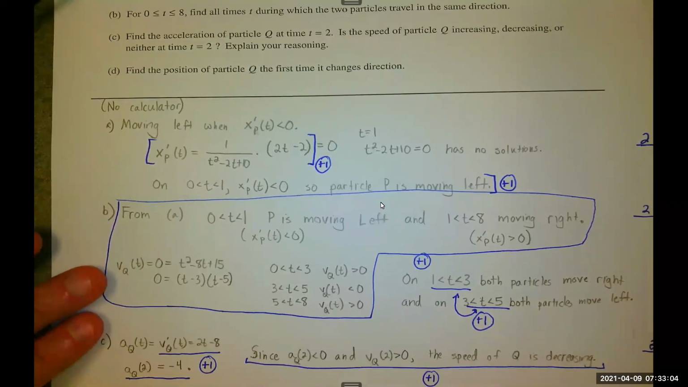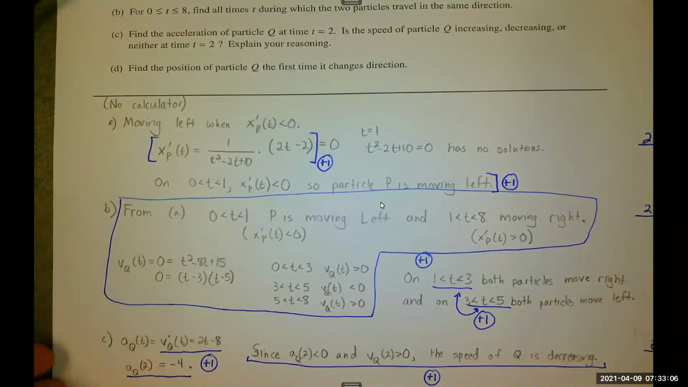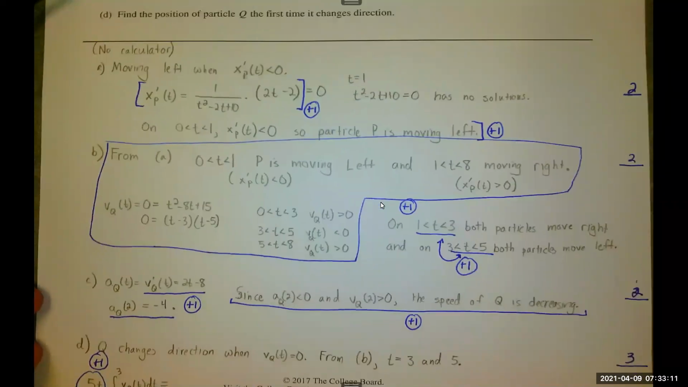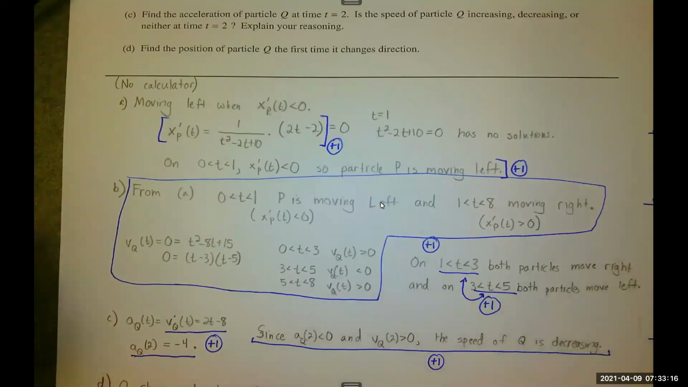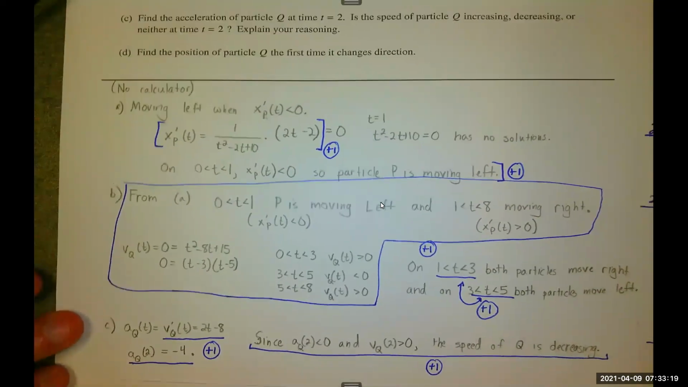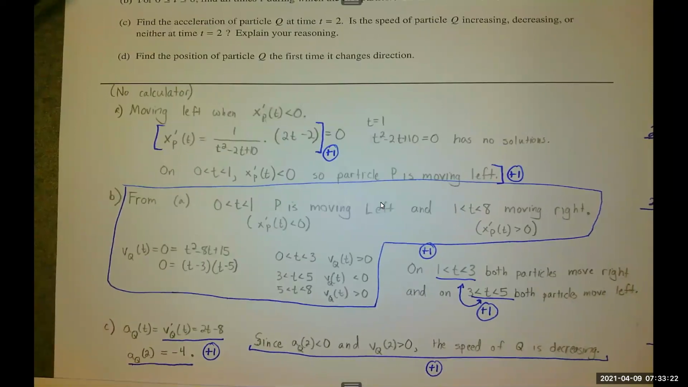Part D, what is the position when particle Q changes direction for the first time? So we've already noted, I skipped part C. Shame on me. Part C, the acceleration at 2 means we need the derivative of the velocity of particle Q. I got -4 for that. Then, follow-up question. Always remember to make sure you have checked the follow-up question, if there is one.